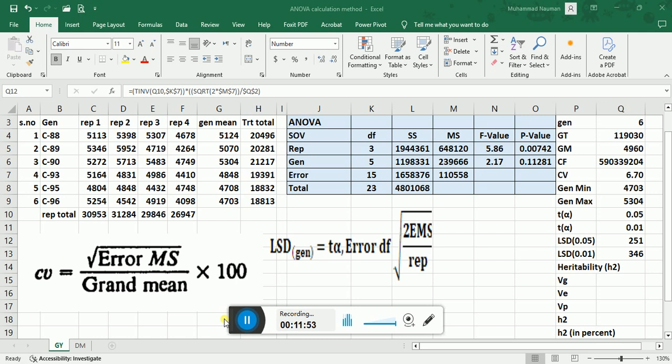So that's how you calculate and interpret the coefficient of variation and the least significant difference using ANOVA results.